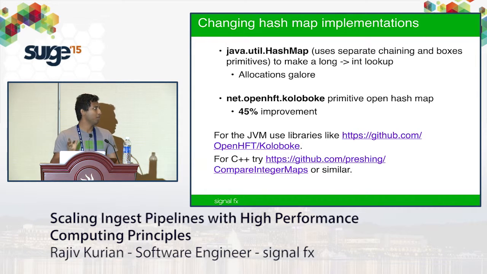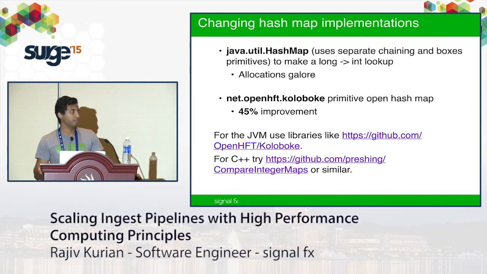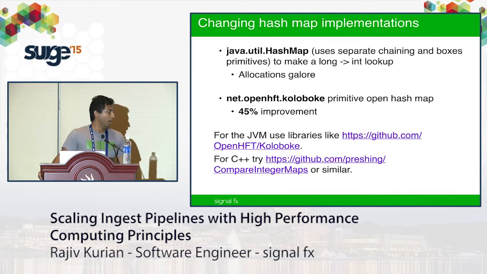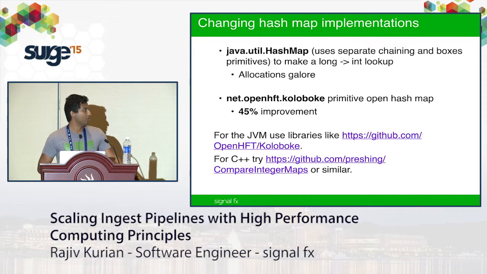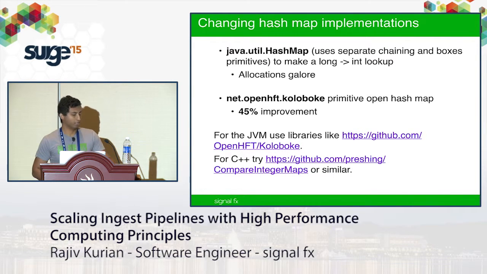So if there's one thing you can take away from this talk, it is if you have hash maps which have primitive keys and values, please don't use Java's or C++'s hash map. There are better alternatives. In C++ especially, it's very easy to roll your own, or there are a bunch of examples on GitHub. Here are a couple.